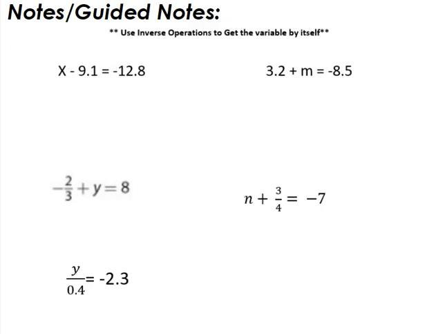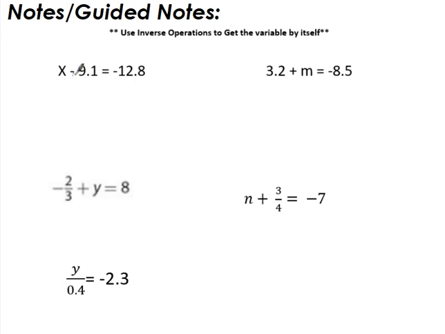Now, we're going to solve one-step equations that have decimals and fractions. For solving equations that have decimals and fractions, the process is absolutely no different than it was with whole numbers. We're going to do the exact same thing. We're going to use our inverse operations, cancel things out, and get the variable by itself. We're still going to follow the rule of whatever you do on one side, you have to do on the other side of the equal sign.